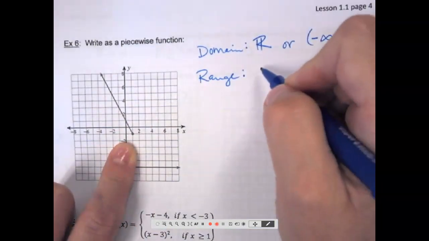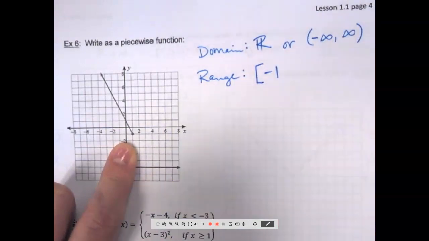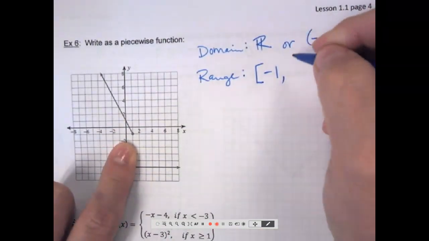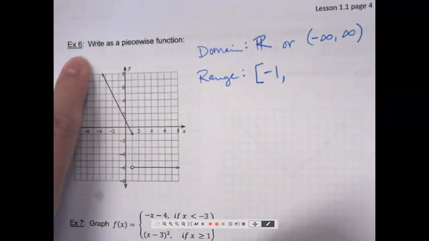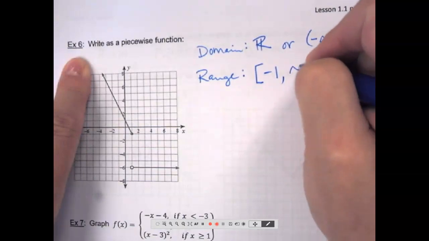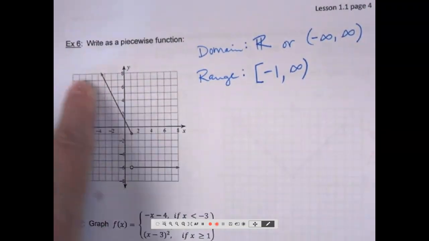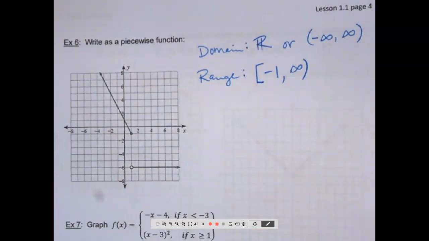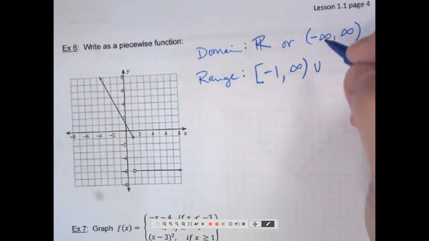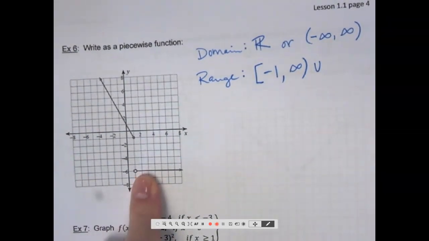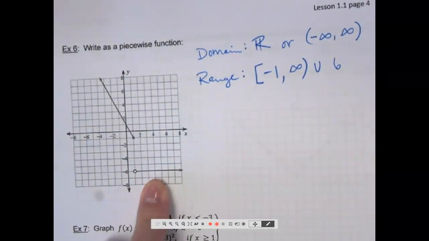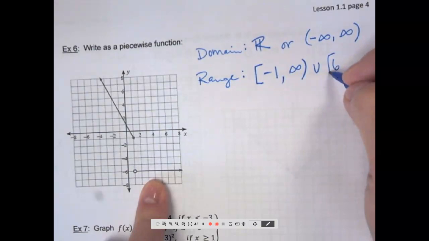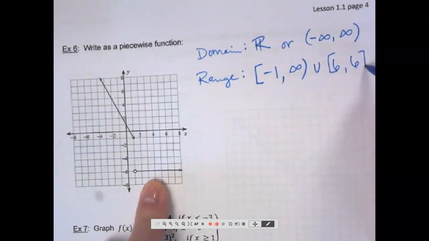That's a closed circle. So I will say bracket -1, comma, remember it's always smallest, comma, biggest. What's the largest y coordinate on this graph? Positive infinity. That means starting in -1, going to positive infinity. Okay, now, union, combined with 6. That's a weird one. And I could say like 6 to 6, I guess I could do that.